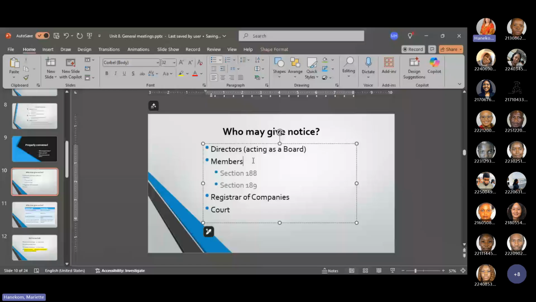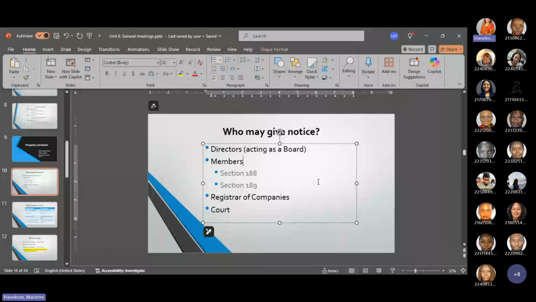Then the Companies Act, in the event that a specific member or a specific shareholder feels that there is something that needs to be discussed, something that needs to be decided on. Their first step will obviously be to contact the board of directors and request them to convene a meeting. But if the board of directors doesn't do this, the Companies Act in Section 188 and Section 189 provides for two procedures that shareholders can follow in order to convene meetings.